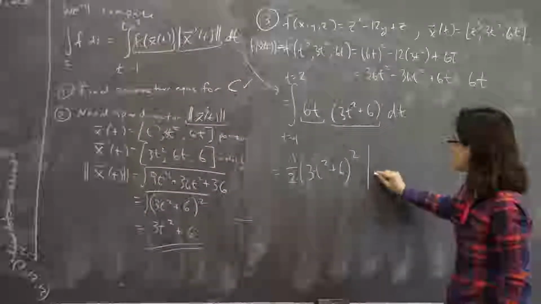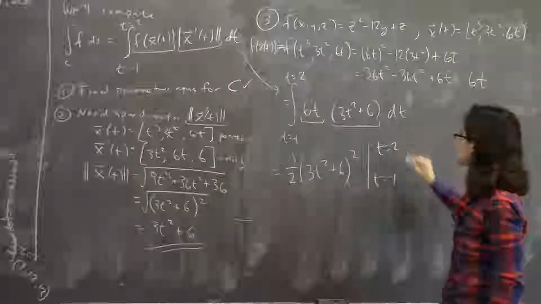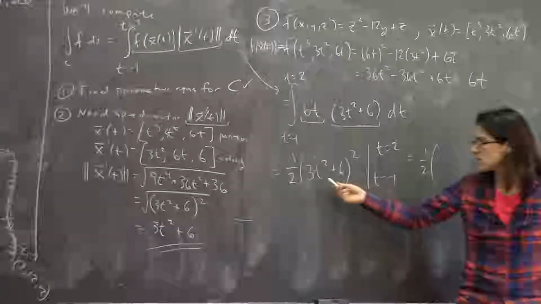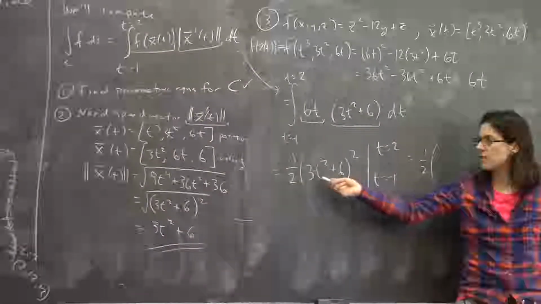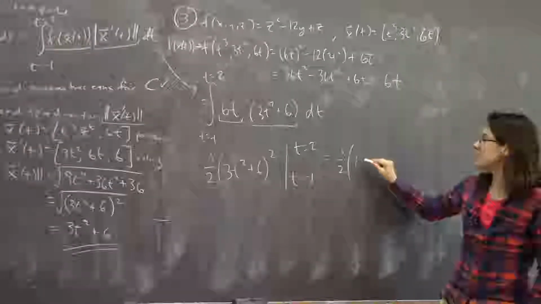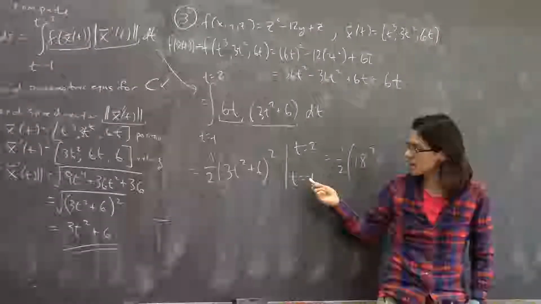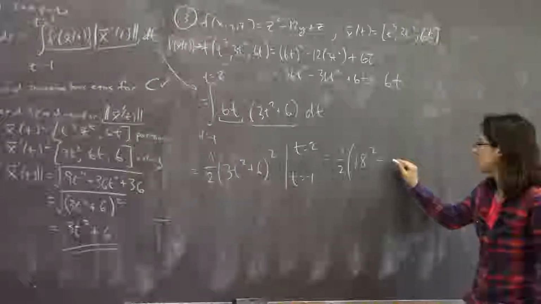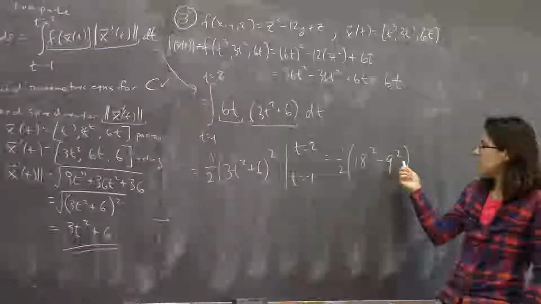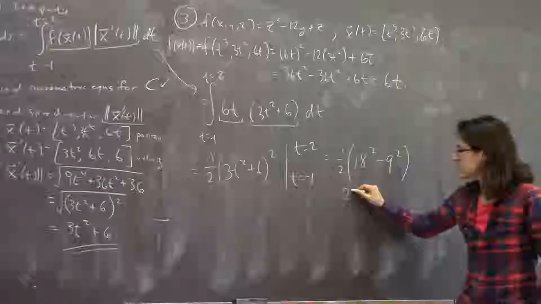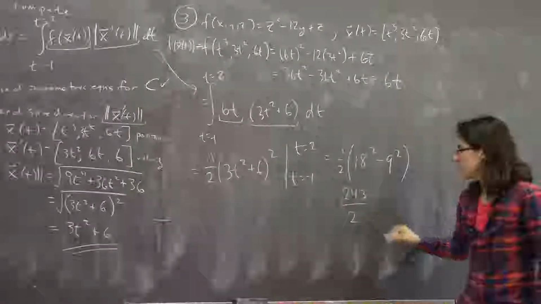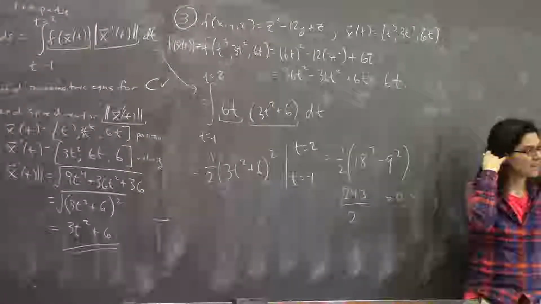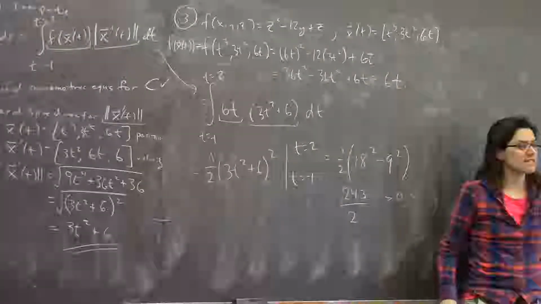So we'll evaluate this from t equals negative 1 up to t equals 2 and get 1/2 times, now we have to plug in. So when t equals 2, 3 times 4 is 12, 12 plus 6 is 18. So this is 18 squared minus, plug in t equals negative 1. Negative 1 squared is 1, 3 times 1 is 3, 3 plus 6 is 9. Okay, 9 squared. And so if you compute this out, it comes out to 243 divided by 2. And it's positive, which is what we thought it would be. So that's good. Yeah. Questions or ideas?